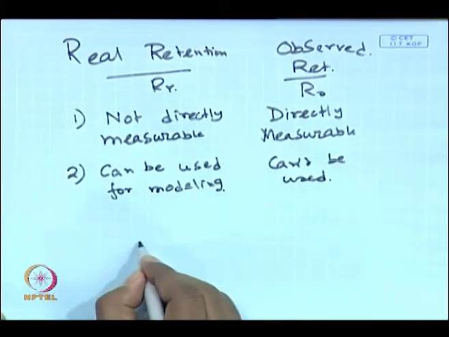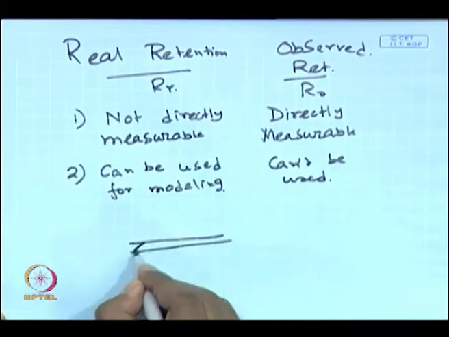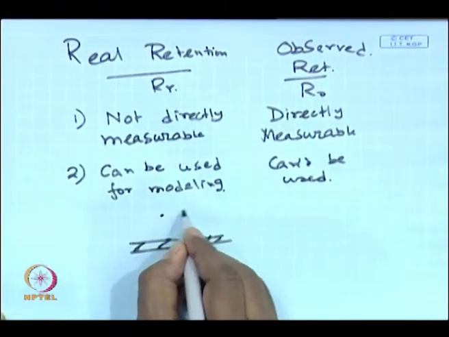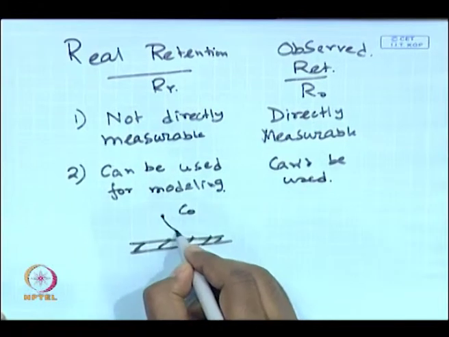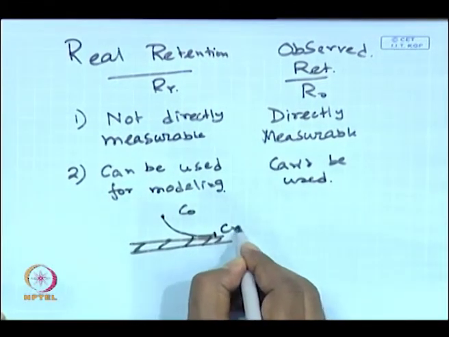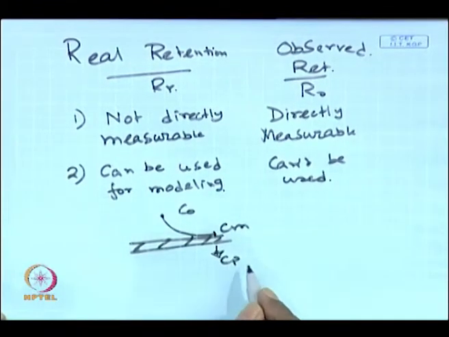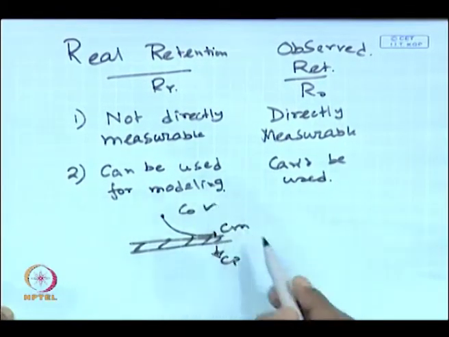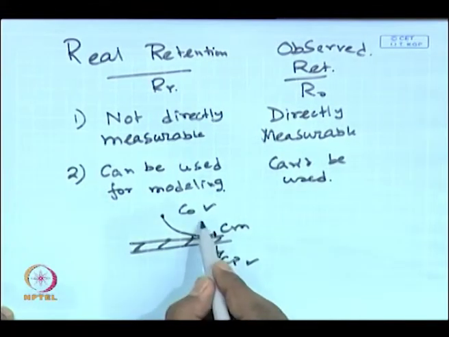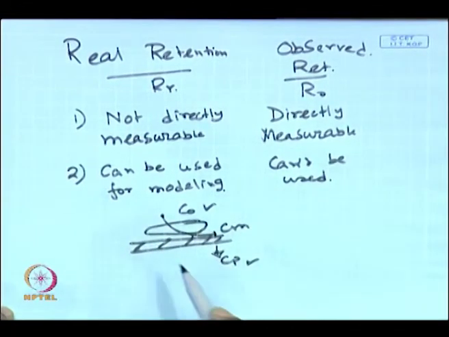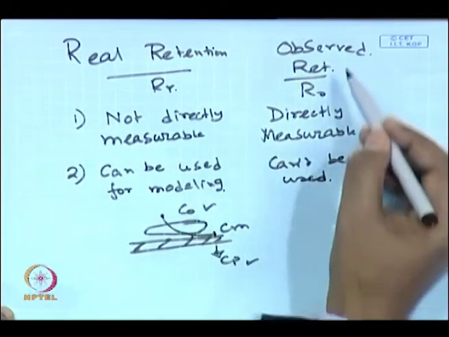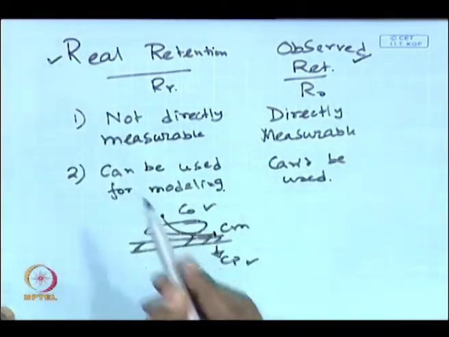actually between the two things, this is C naught, the bulk concentration, there is a concentration gradient that exists, that is Cm, and you will be having a permeate concentration on the permeate side, Cp. So, between C naught and Cp there exists the concentration boundary layer or mass transfer boundary layer, which the observed retention does not include. Because of this fact it is known as the observed retention, and this is known as the real retention.